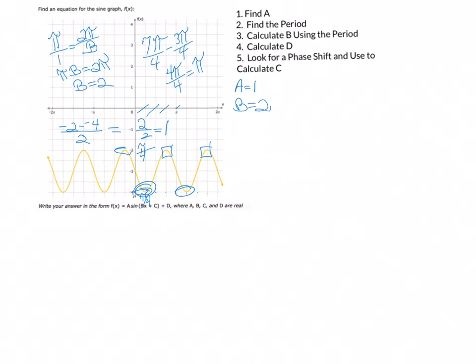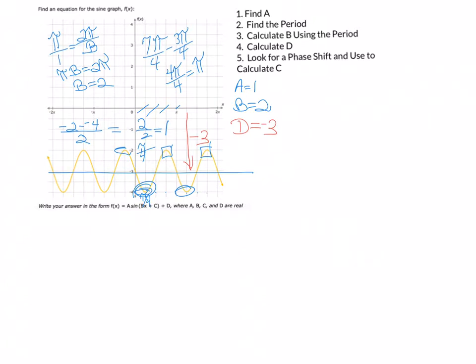Calculate d. How much do we shift? So here's our midline. So off of the x-axis, we shift down 3. So our d is going to be -3 this time. So we have a d of minus 3.